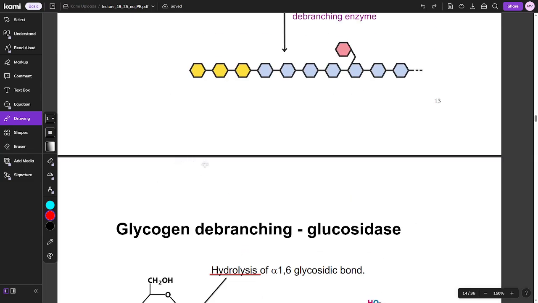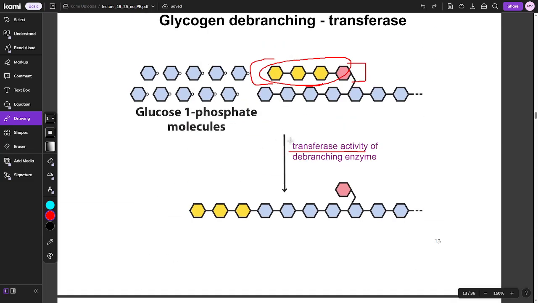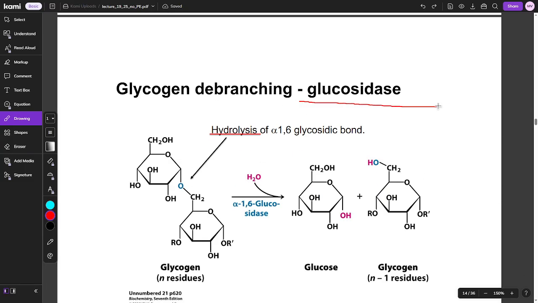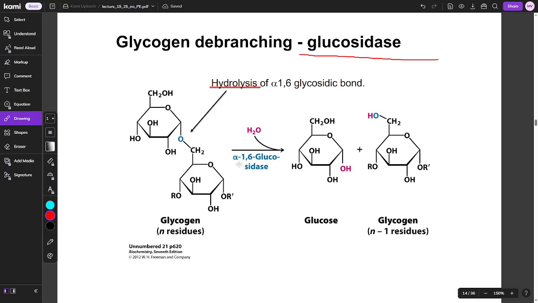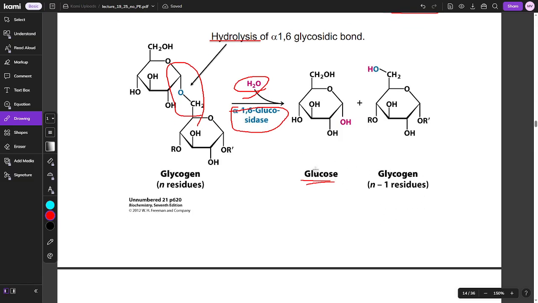Now we've talked about the transferase activity of the debranching enzyme. Now we have to talk about the glucosidase activity of the debranching enzyme. The glucosidase activity is responsible for cleaving these alpha 1,6 bonds. This bond right here, right? And all there is to that reaction is it's just a hydrolysis reaction. You're using water to cleave that bond, and you're just left with a normal glucose molecule and the rest of your glycogen molecule, right? So normal glucose.